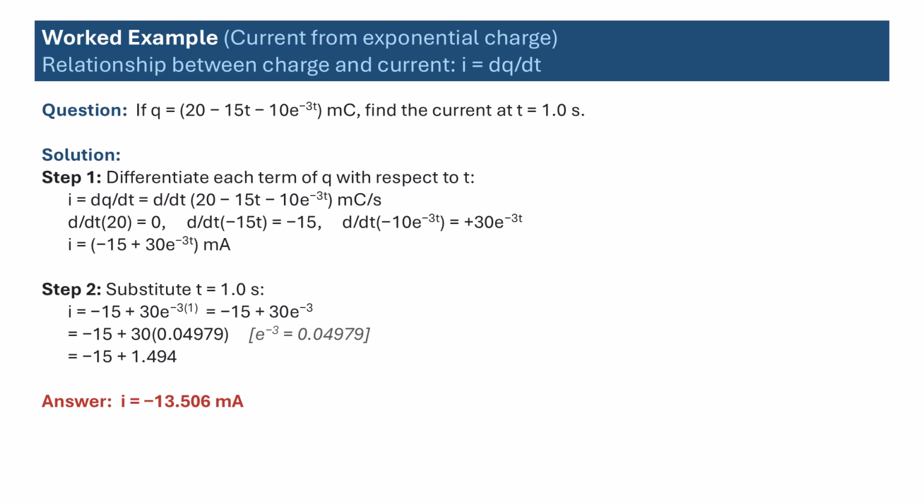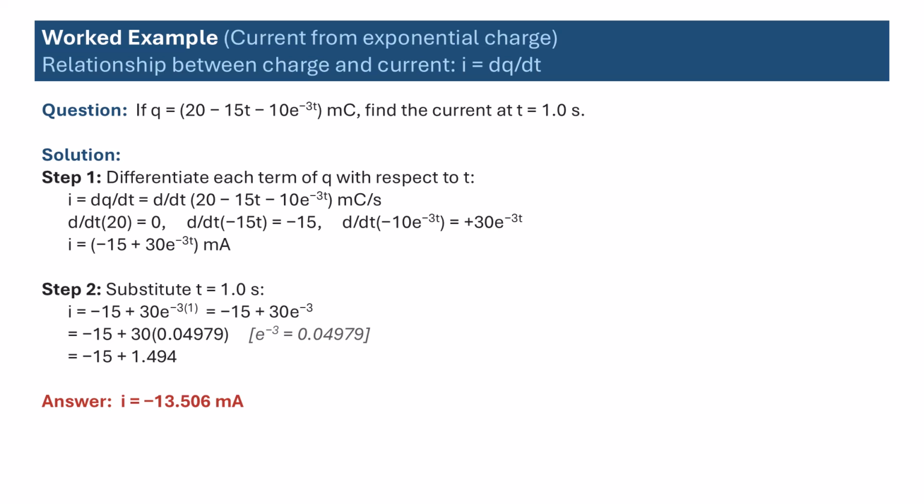The problem states, if Q equals 20 minus 15t minus 10e to the power of minus 3t millicoulombs, find the current at t equals 1.0 seconds. Step 1. Differentiate each term of Q with respect to t. The derivative of the constant 20 is 0. The derivative of minus 15t is minus 15. The derivative of minus 10e to the power of minus 3t is obtained using the chain rule.